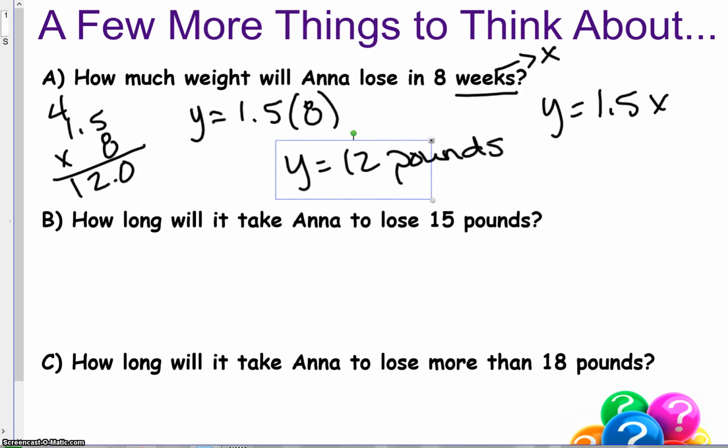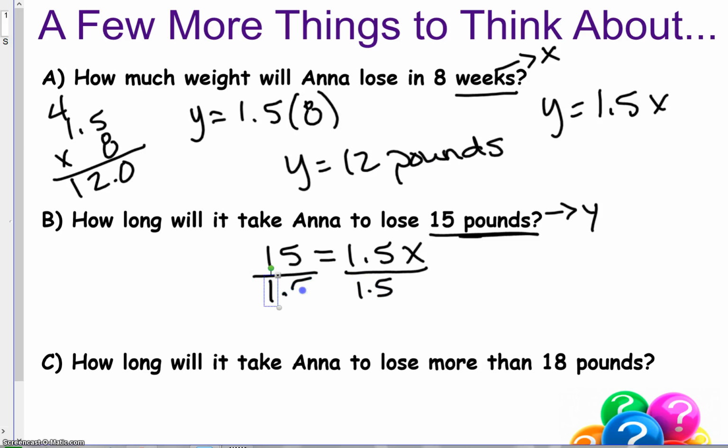How long will it take Anna to lose 15 pounds? Pounds we know is going to be your y. So 15 equals 1.5x. We know we need x by itself, so we divide both sides by 1.5. And if you can't do that, come over here. 15 divided by 1.5. You know you have to move that decimal, and that means you have to add a 0 there. 15 going into 15 one time. That's 15.